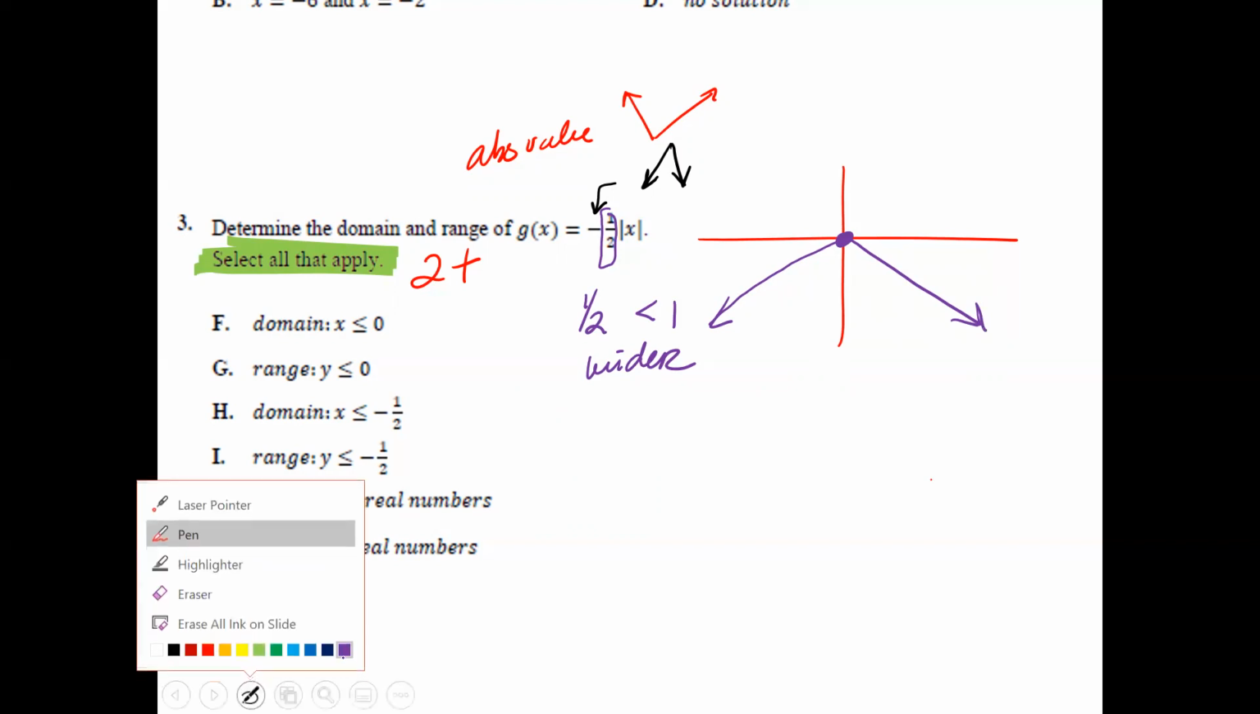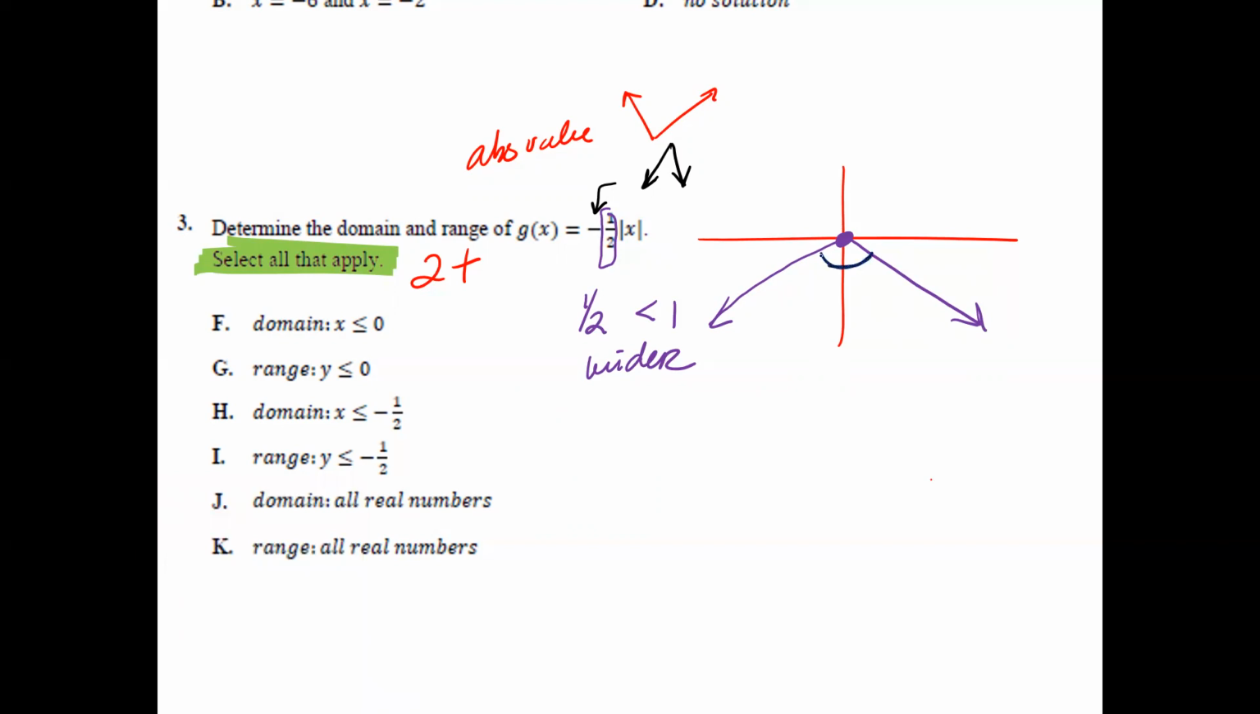Excuse me. And you know this is going to be a wider angle because this has to be obtuse. It cannot be a right angle, so it's not 90, it's bigger than 90. Okay, so then once I have this picture right here, let's take a look at F to K.